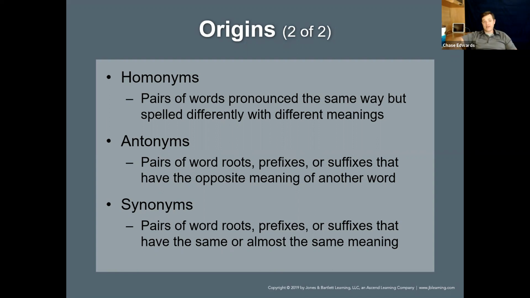Now, up next is synonyms. Synonyms are pairs of words, roots, prefixes, or suffixes that have the same or almost the same meaning. So examples: pneumonologist and pulmonologist both mean lung, right? Pneumo, air, and then pulmo, also lungs or air, but pneumo, more of air. They both mean lung.